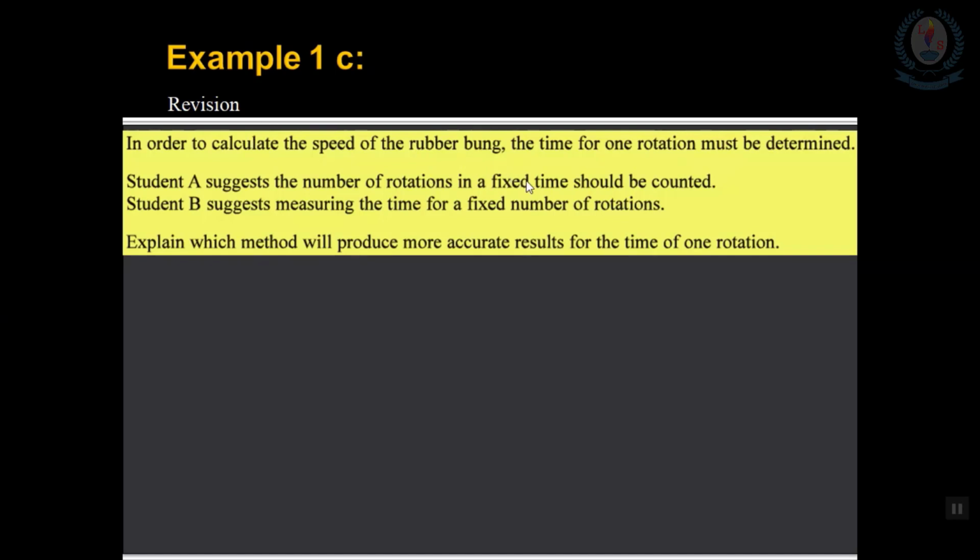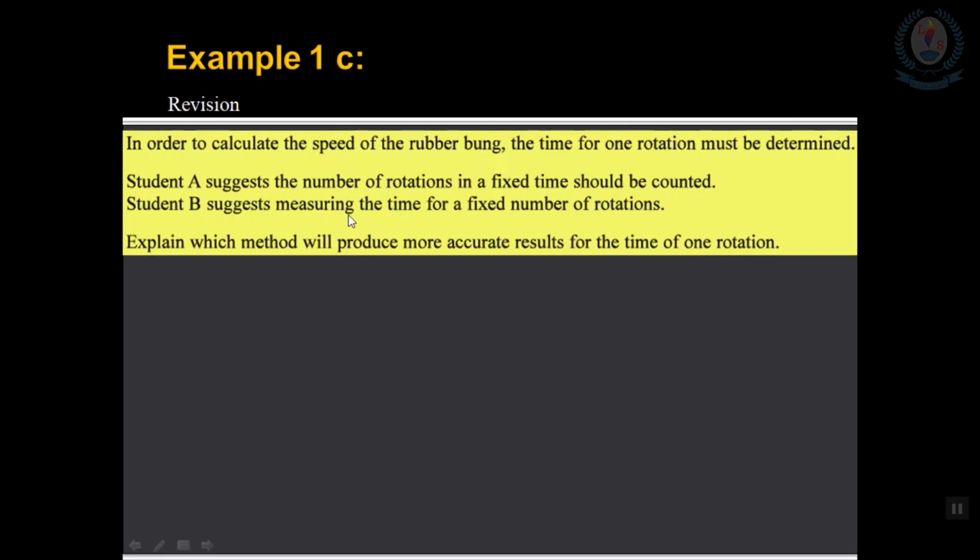If we take a fixed time, let's say 10 seconds, what if the rotation has happened one time and a quarter? Do you know exactly whether it is a quarter, exactly half, or 3/4? We don't know. We can't say it with an angle. So student A's method is not acceptable.